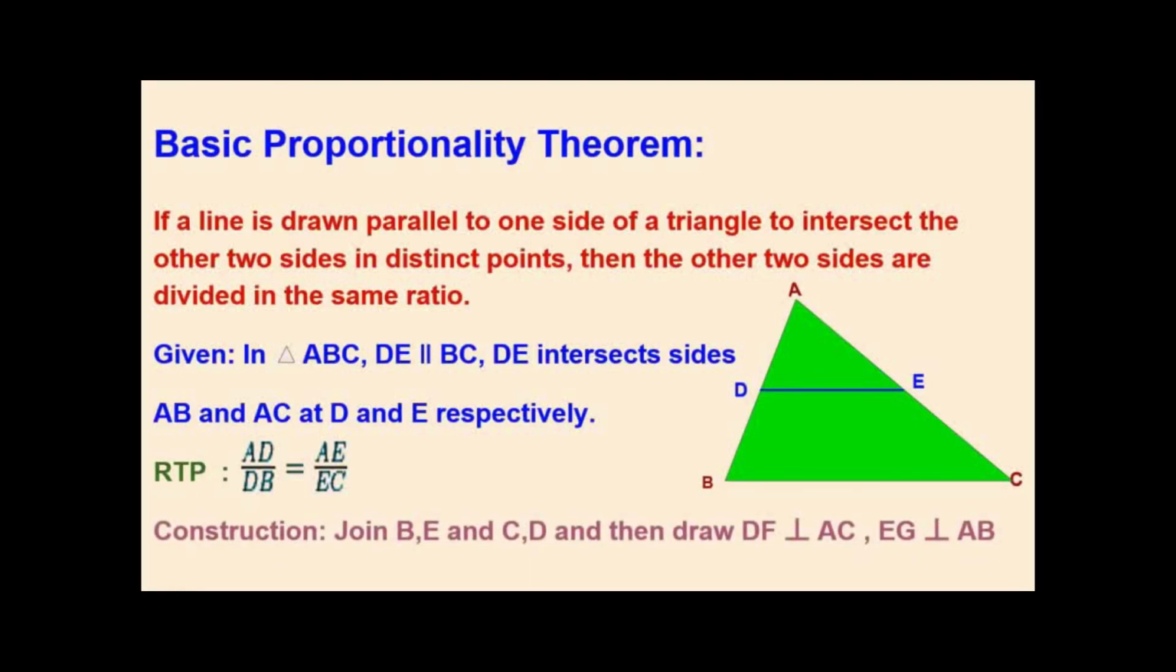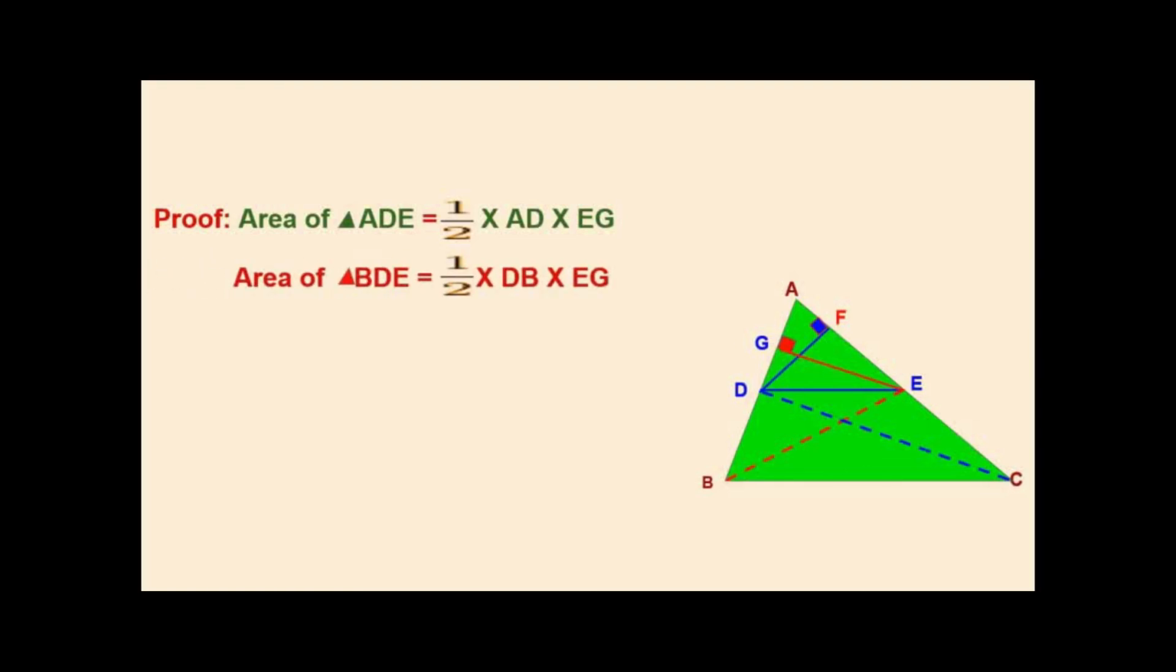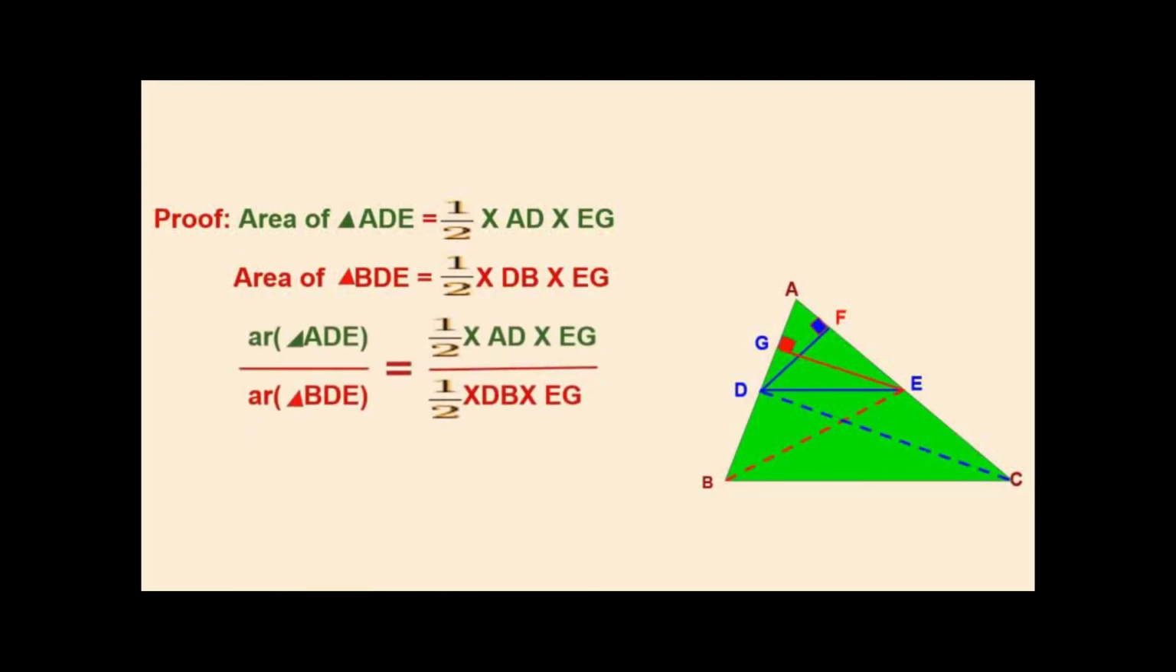As we have seen in the construction, join BE and CD and then draw DF perpendicular to AC and EG perpendicular to AB. Now let us start our proof. Area of triangle ADE is equal to half into AD into EG. Area of triangle BDE is equal to half into DB into EG. Divide these two equations. Half and half cancel, EG and EG cancel. We are left with AD by DB. This is our first equation.